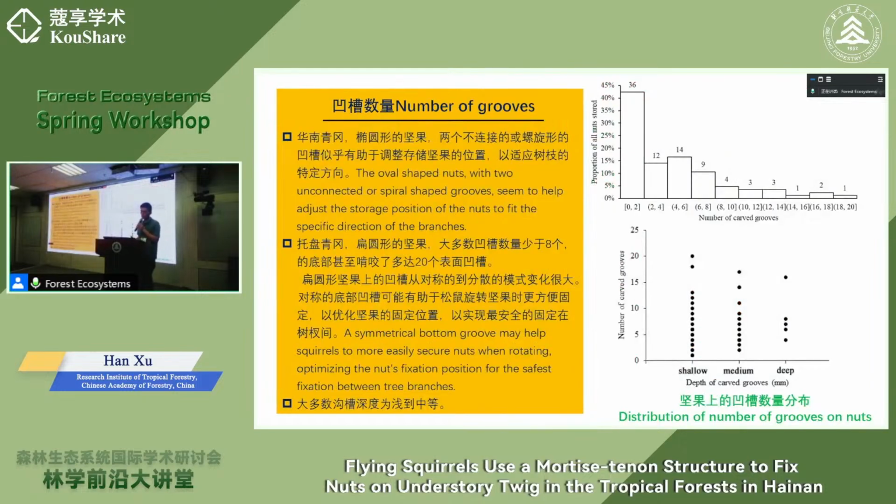And we also studied the number of grooves and their distribution in these two figures. We found that these two species have a different number of grooves. The oval-shaped nuts with two unconnected or spiral-shaped grooves seem to help adjust the storage position of the nuts to fit the spatial direction of the branch. But for the other nut, a symmetric bottom groove may help squirrels to more easily secure nuts when rotating, optimizing the nut fixation position for safe fixation between tree branches.